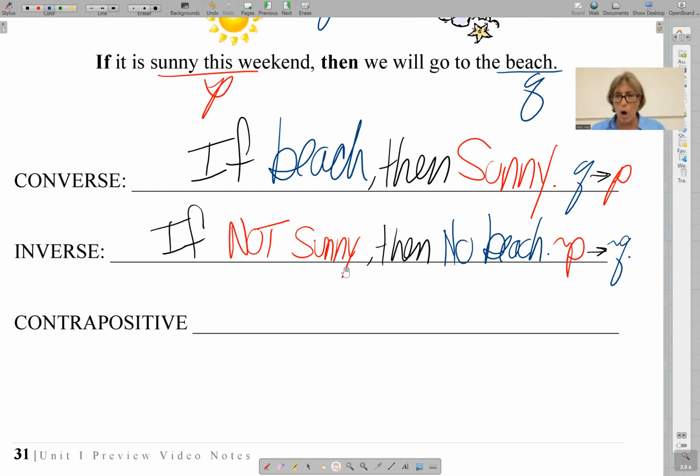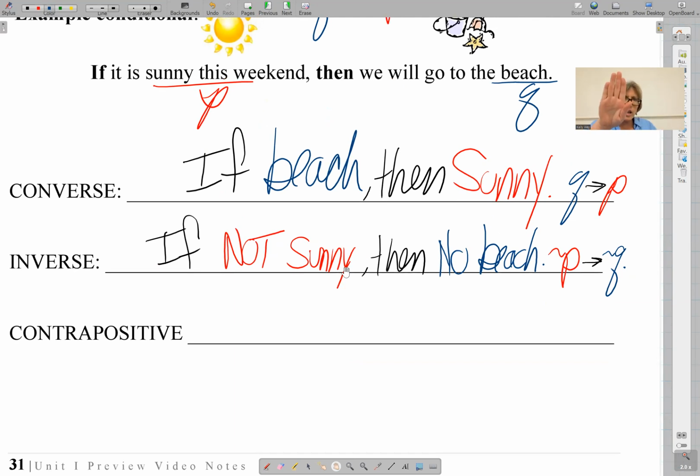Contrapositive, you do both. So if it is sunny, then we go to the beach, switch, and flip. And it reads like this.